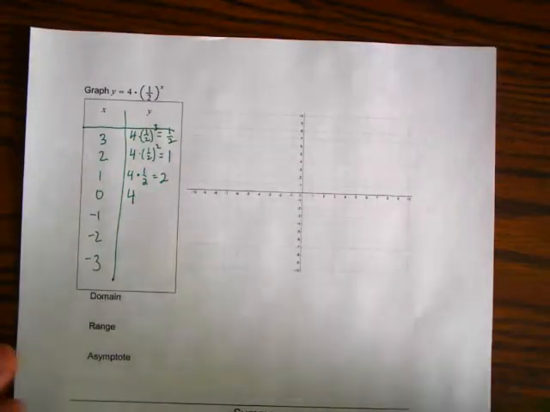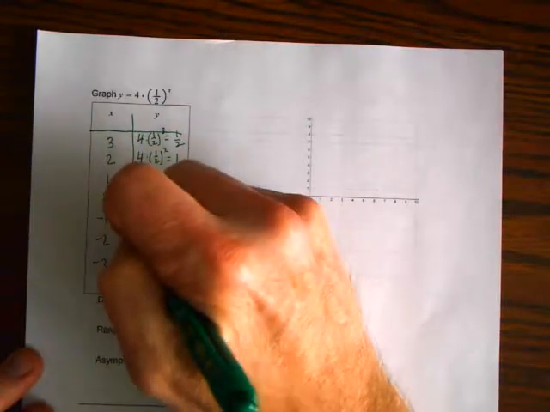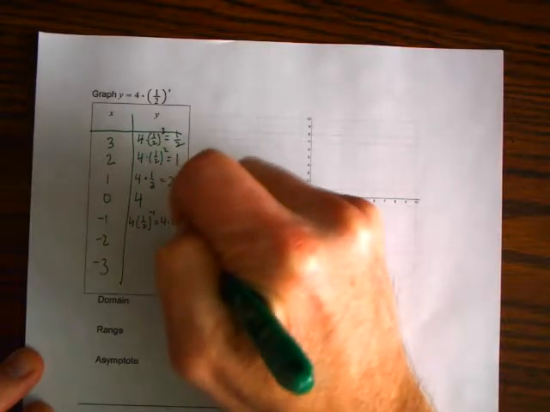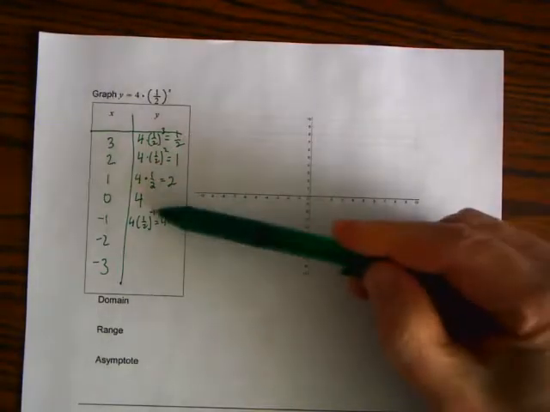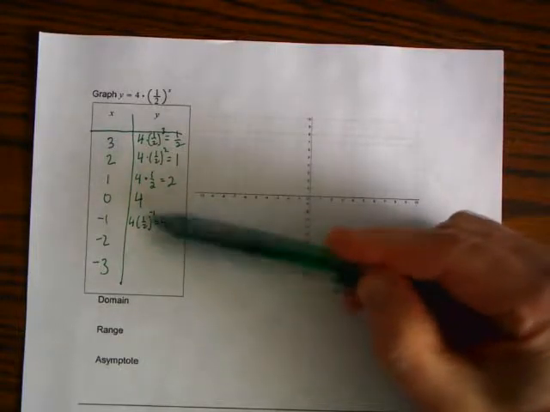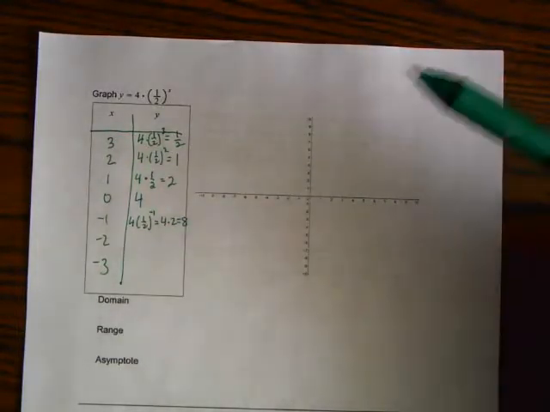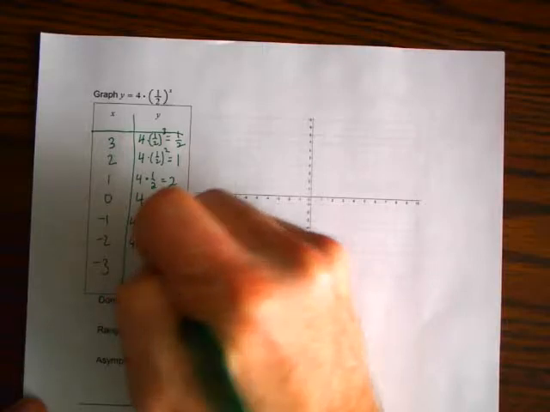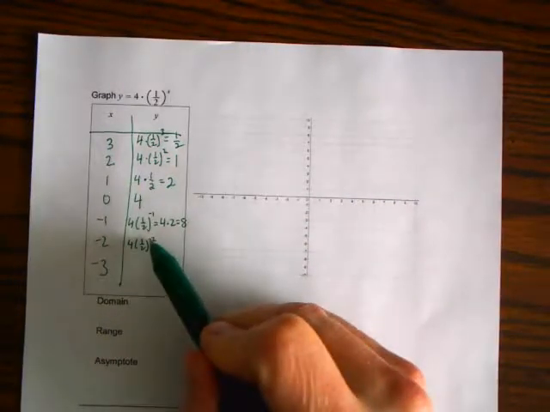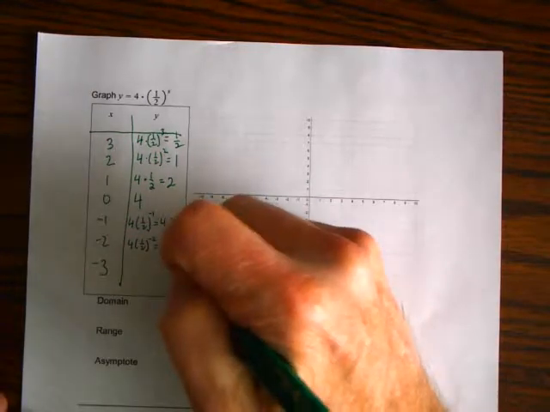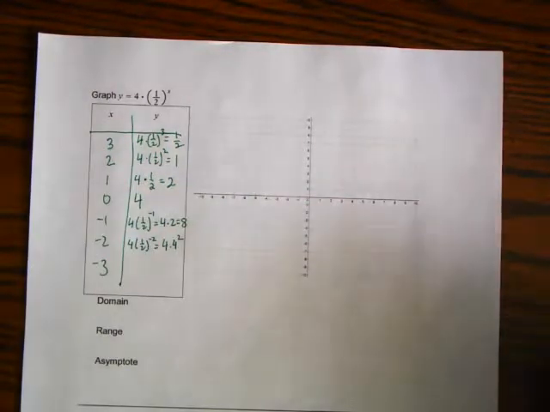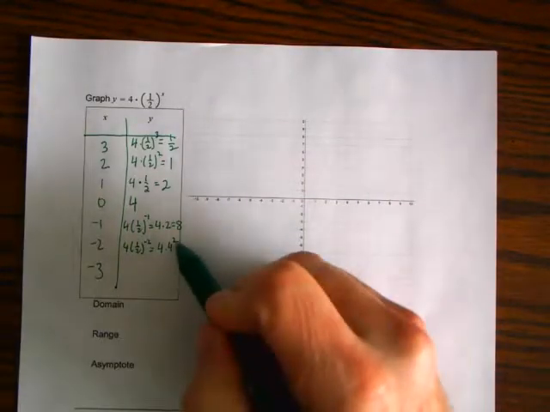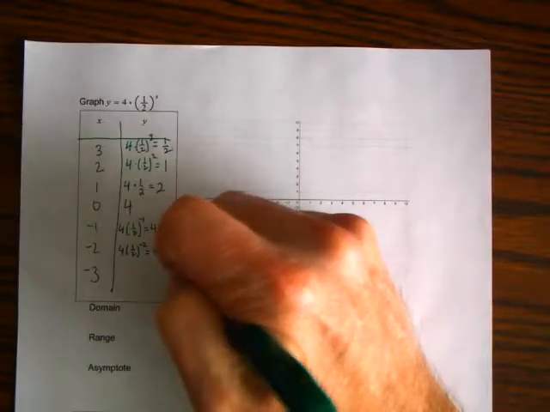All right, now let's plug in some negative numbers. 4 times 1/2 to the negative 1, that's 4 times 2, which is 8. Because remember what a negative exponent does to a fraction. A negative exponent flips it, so the 2 comes up, the 1 goes down. 2 over 1 is 2. When I plug in negative 2, I get 4 times 1/2 to the negative 2. Again, the negative is going to flip it. That's going to become a 2. So that's really 4 times 2 squared. The negative flips it, 2 over 1, and then the 2 is our exponent. 2 squared is 4. 4 times 4 is 16.